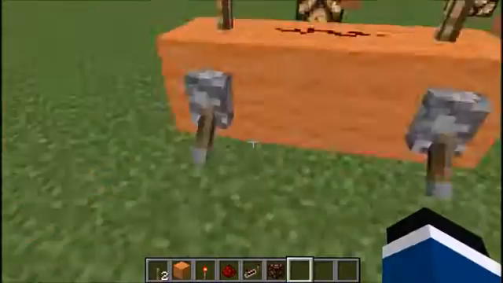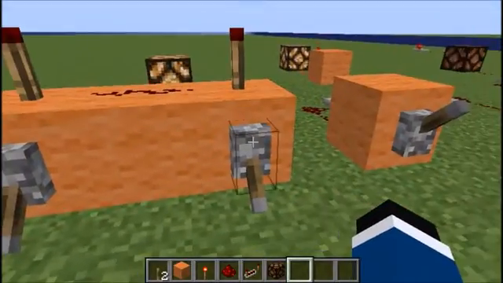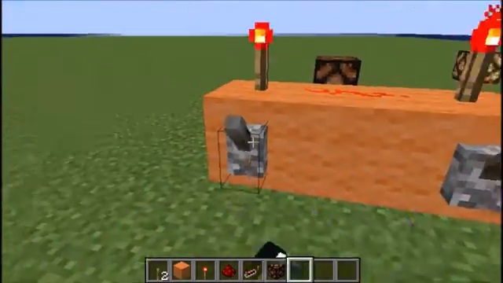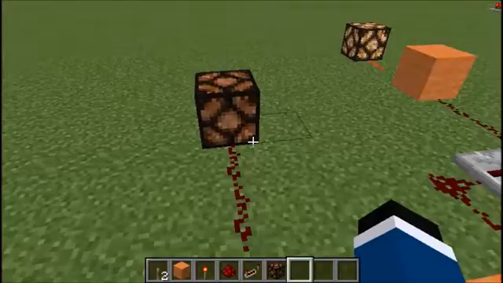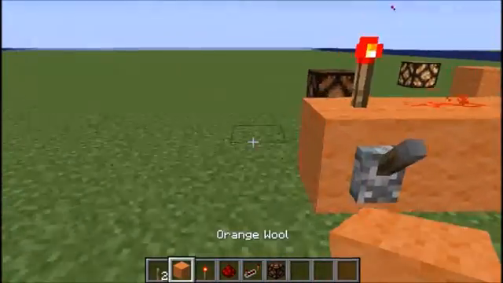This is called an AND gate. It means when A and B are both on, it sends power. Otherwise, it does nothing.